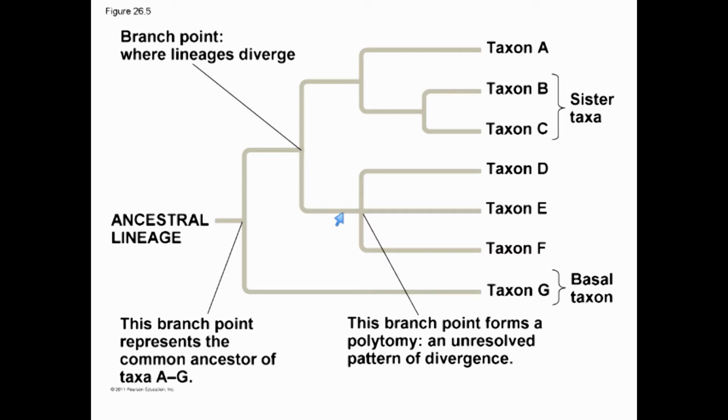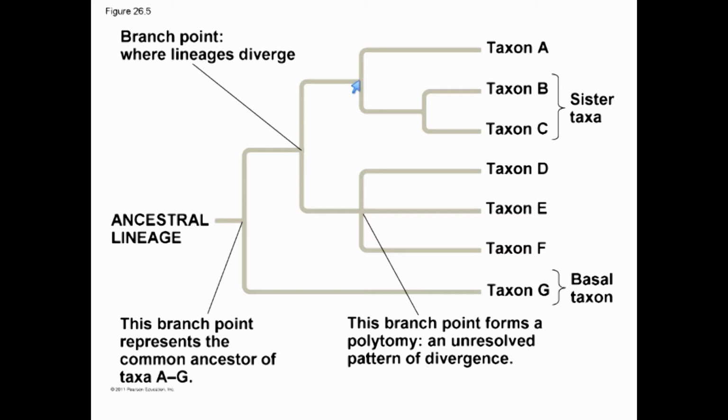Okay, so as it says down here, an unresolved pattern of divergence. So usually when you see a branch point, you see it branching into two. In this particular case, you've got three species that are very similar, and yet we don't know exactly what happened to make them diverge. Okay, so the evidence isn't clear.